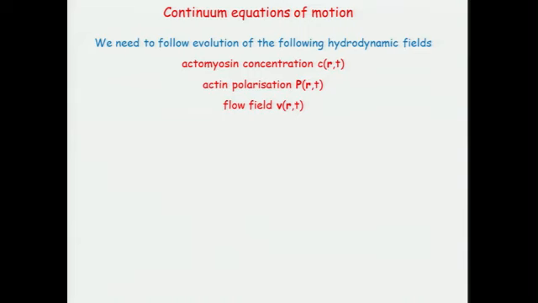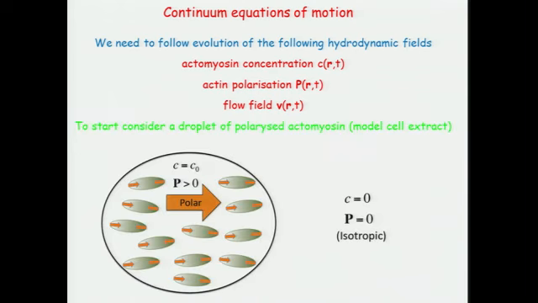In the minimal model, we will be following 3 fields. One is the polarization of actin, which tells you the average orientation. Then we want to follow the velocity of actin, v(r,t), and also the concentration c, because we want to describe a system in which there is a droplet, which is a simple model for an actomyosin droplet or a cell fragment.